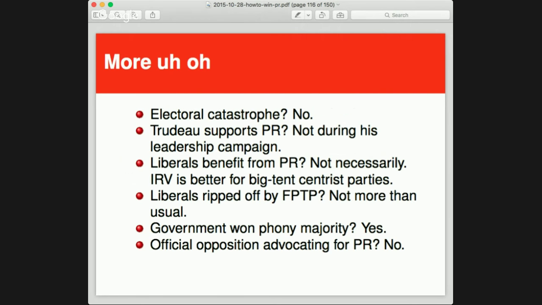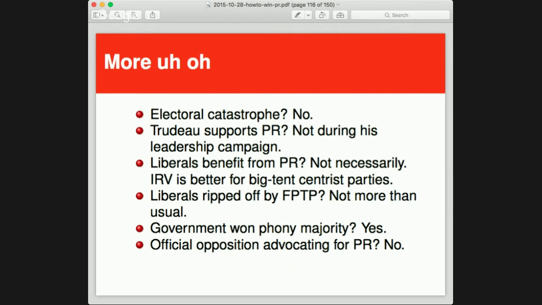So let's look at some of the factors that made other people switch and see whether those factors apply. Has there been an electoral capacity? No, Stephen Harper getting a majority doesn't count. That was regular. So no electoral capacity. Does Trudeau support proportional representation? It's not clear. Maybe he's had a change of heart, but when he was running for the leadership, I remember that he wasn't. He was in favor of this instant runoff voting.